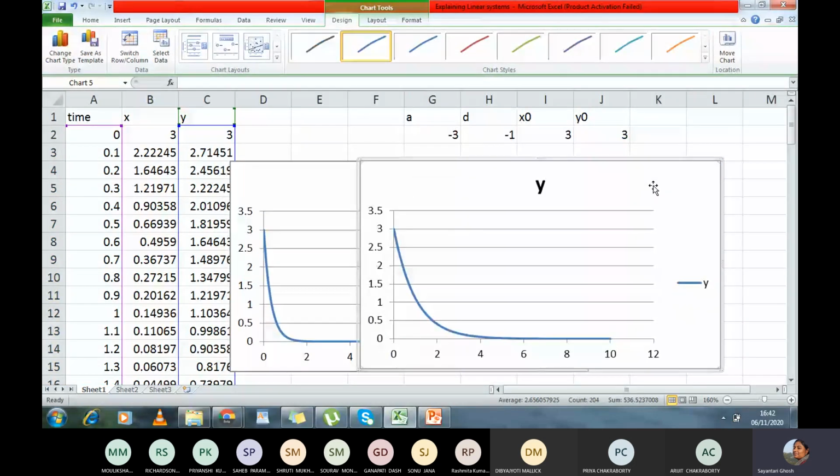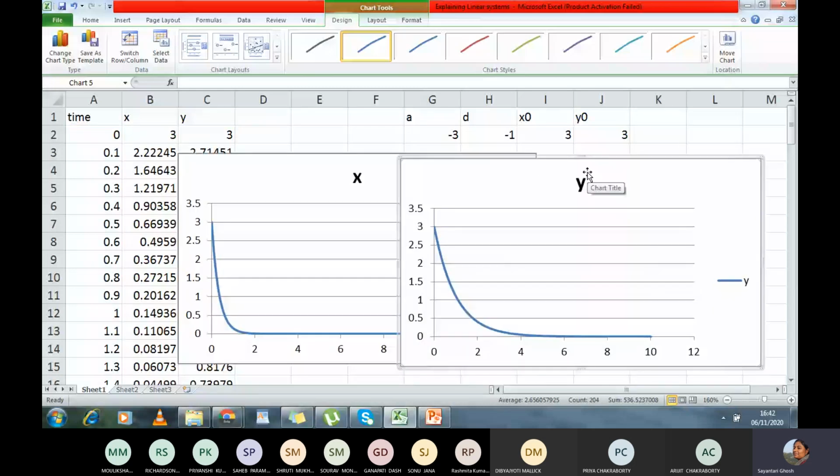So just have a close look at these two graphs and tell me what you see. What is the main difference that you see? Both the graphs are plotted till time is equal to 10. So what is the difference that you see? Slope. Y is falling much slower, at a slower rate, right? And x is going much faster.